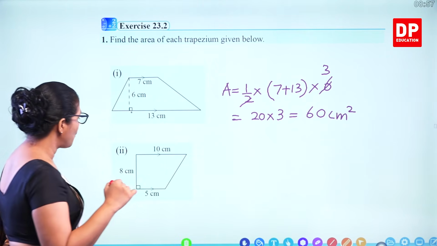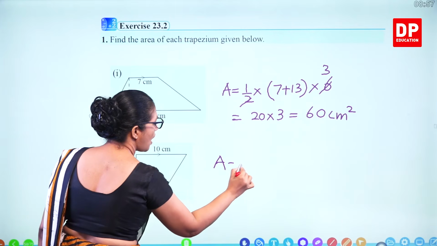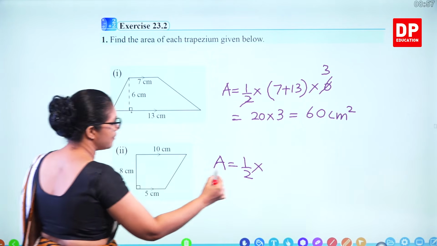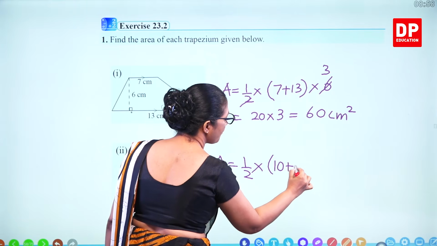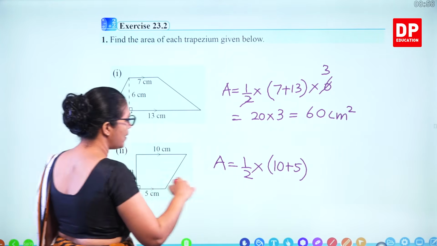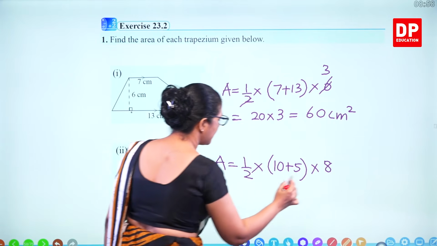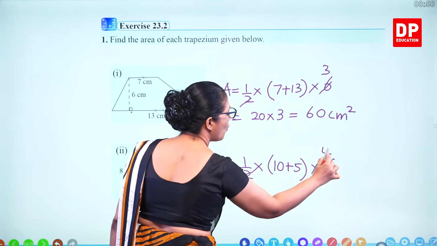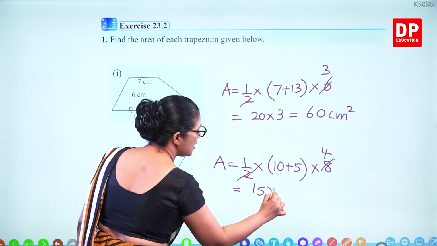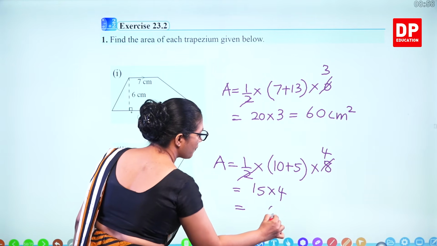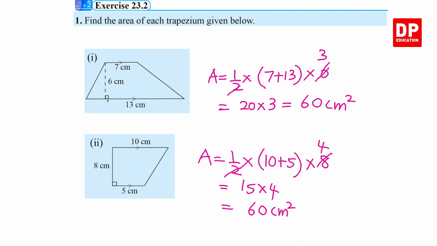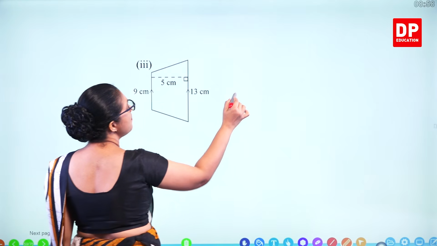What's the area of this one? Half. What are the two parallel lengths? 10 and 5. You have to put brackets when you are adding two lengths. And the perpendicular height is 8. So half of 8 is 4. 10 plus 5, 15. 15 into 4, 60. 60 square centimeters.